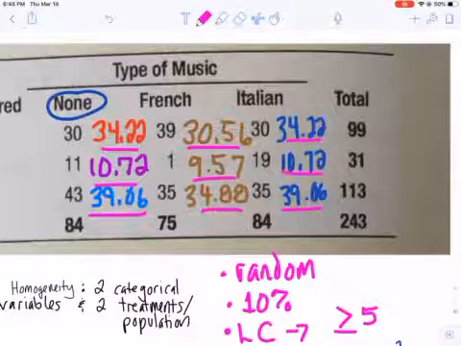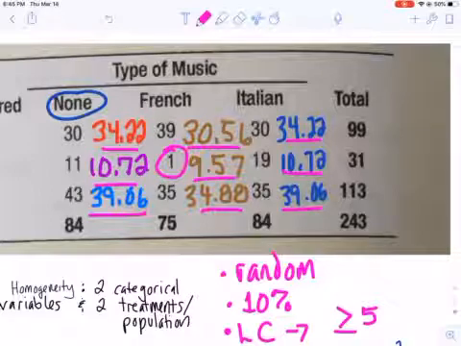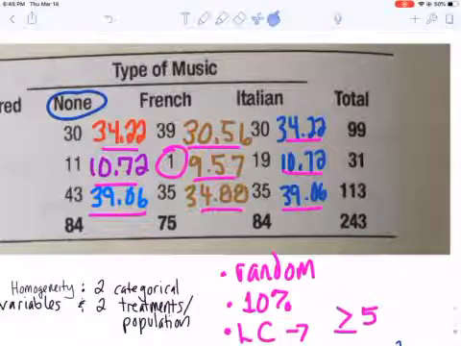Again, it's based on expected, not observed. It's okay, because if you'll notice, we have an observed here of 1. That's fine, because we expected 9.57.